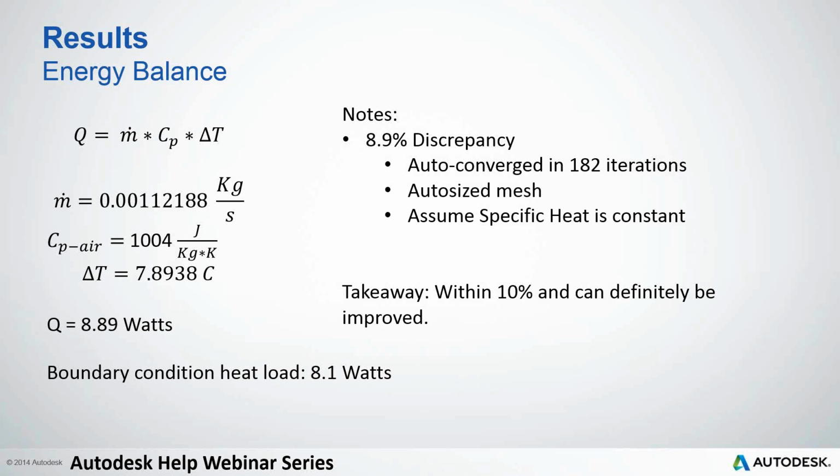This was an auto-sized mesh, which is generally pretty coarse, especially for electronics where we have heat sinks and stuff. An auto-sized mesh, and it auto-converged in 182 iterations. That's with the default convergence criteria. I was pretty happy and impressed to see 8.9. As you tighten that mesh up and tighten the convergence criteria, that's going to go way down. So that's good.